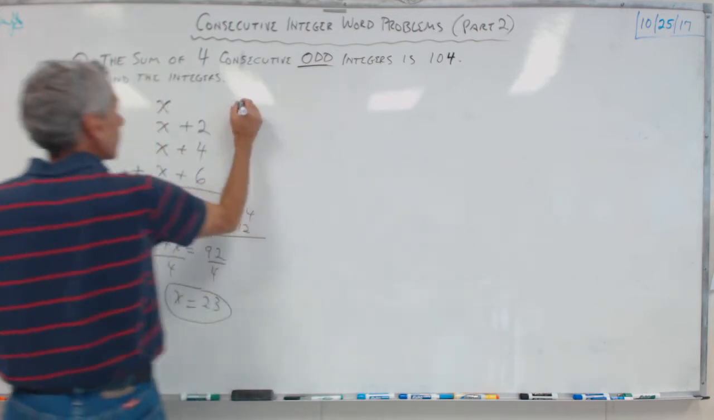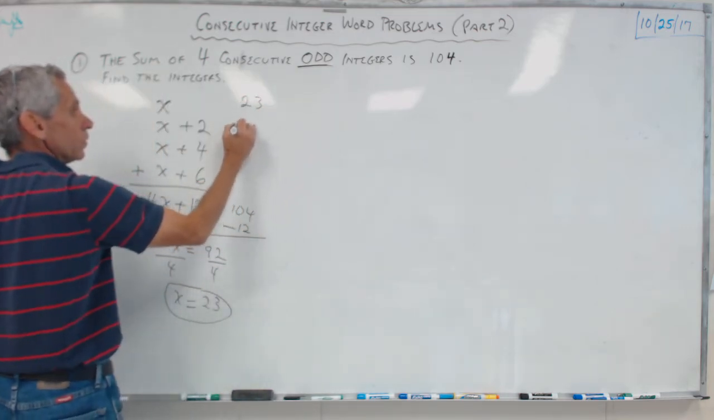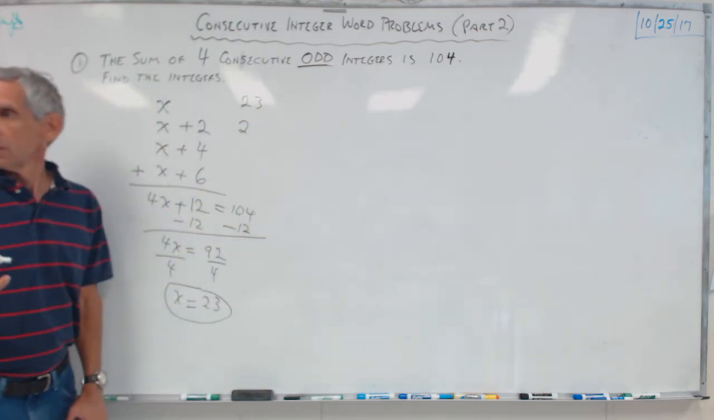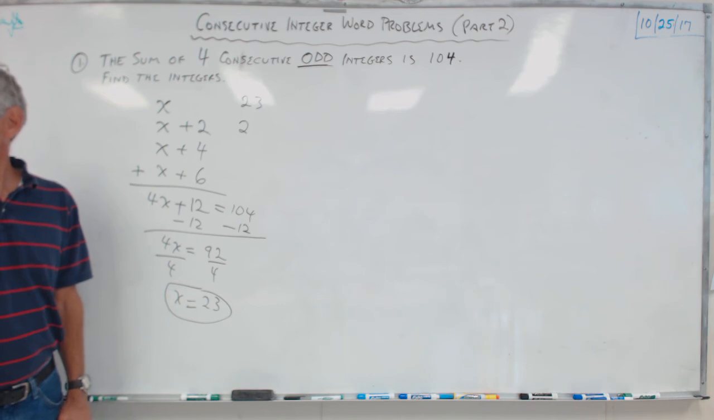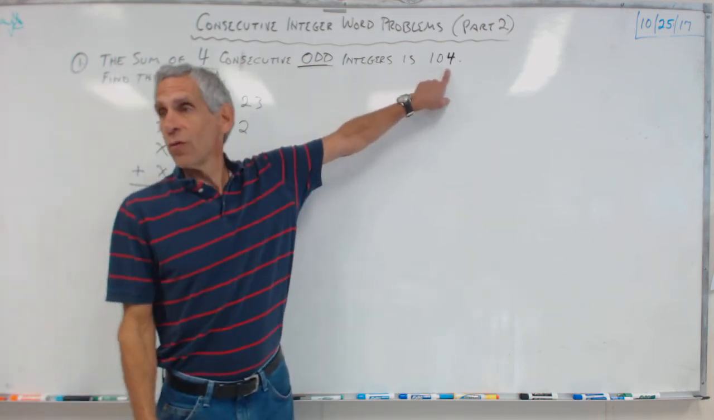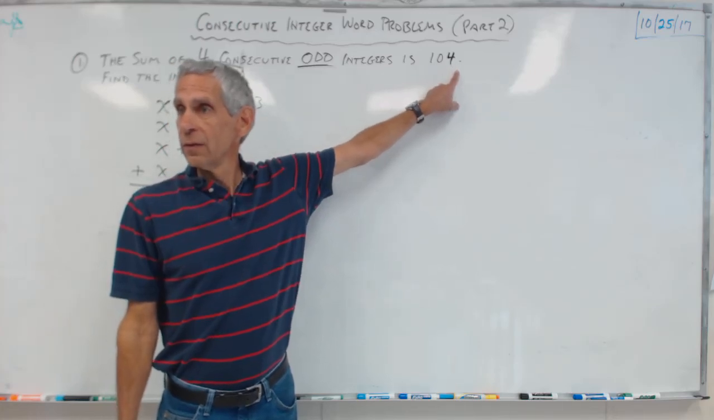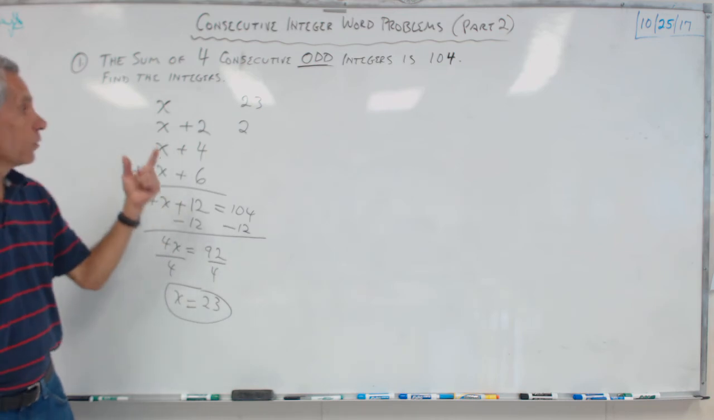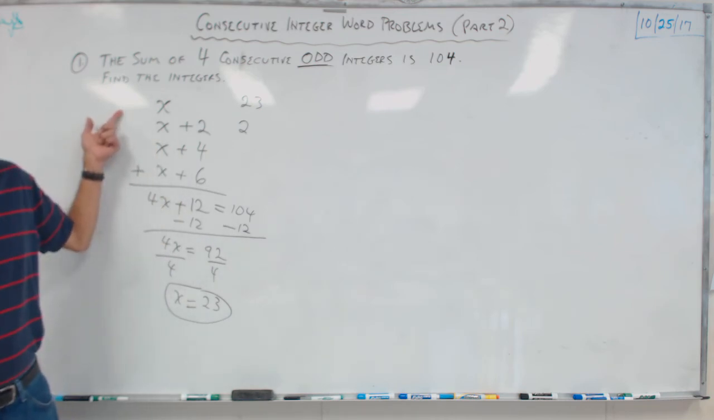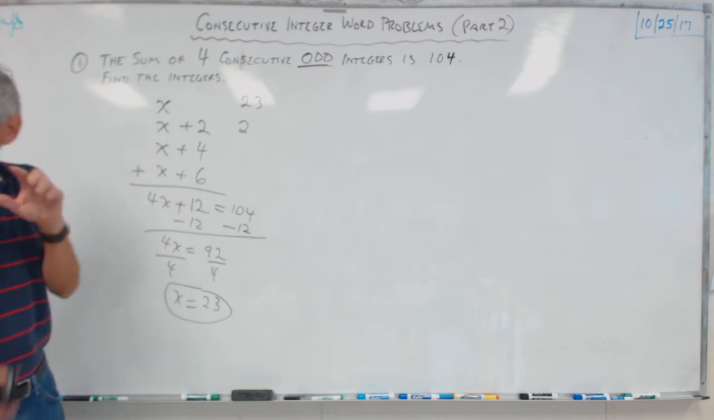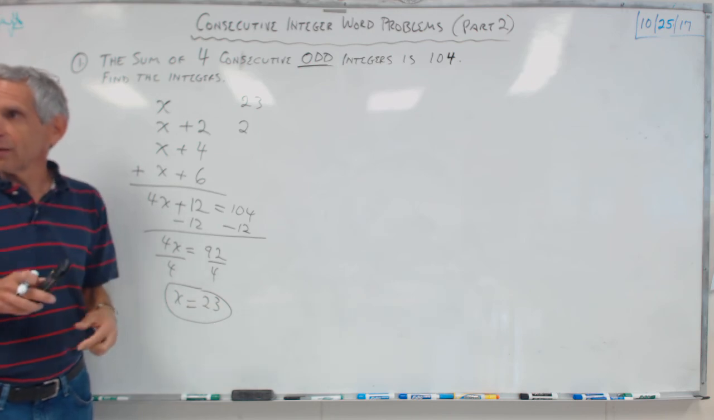If you had this problem, though, the same problem except it was even integers, you would come out still... Yeah, but I wouldn't say 104. I would have to change this number if it was even, right? Because otherwise it would be odd. You know what I'm saying? So yeah, I've got to be sure I do the right thing when I set up the problem.